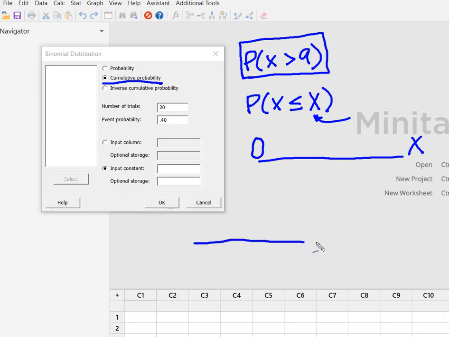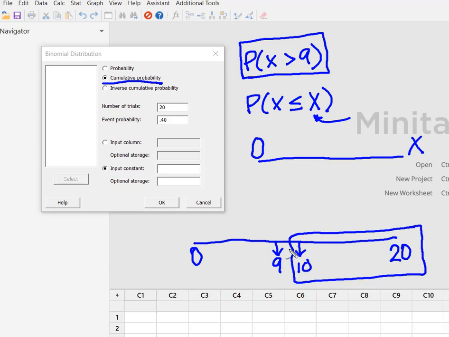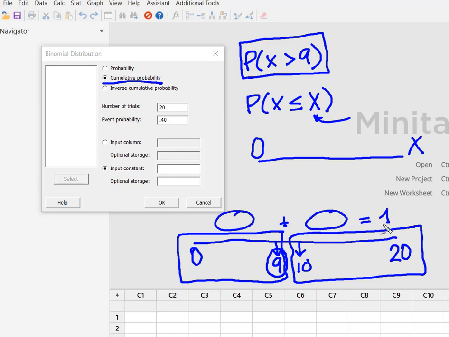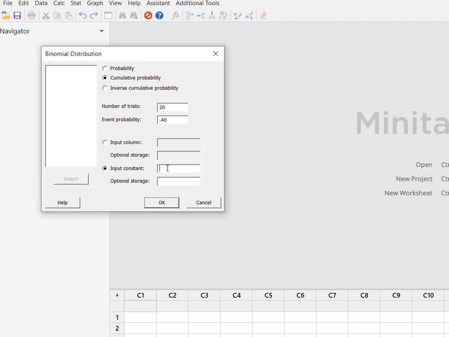Think of this as having between 20 and 0 successes. So here is my 9, and I want the probability of more than 9. So that means I want from 10 up to 20. So what I'm going to do is solve for 0 through 9 with 9 as my input constant, and I know that this probability plus this probability has to equal 1. So I'm going to find this one, subtract it from 1, and it's going to give me what I'm looking for, which is more than 9. So my input constant is going to be 9.